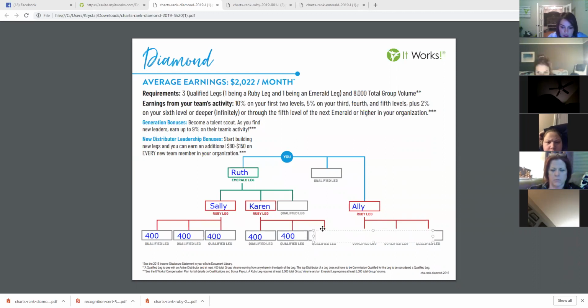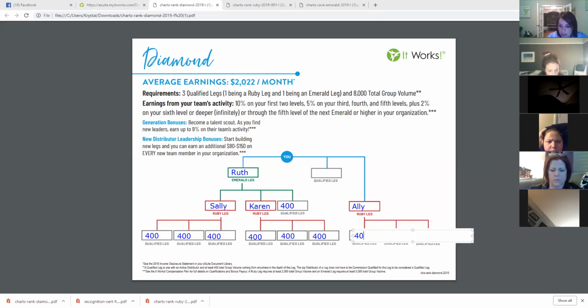And then Ruth also has her 3rd leg that is at least 400. And she has 600 coming from somewhere else within her organization, and she is also commission qualified. So again, that's the most important part. These people in the promotion spots, Sally, Karen, Ruth, and Allie, and yourself, of course, are all commission qualified, okay?